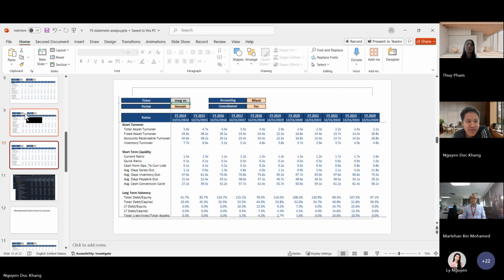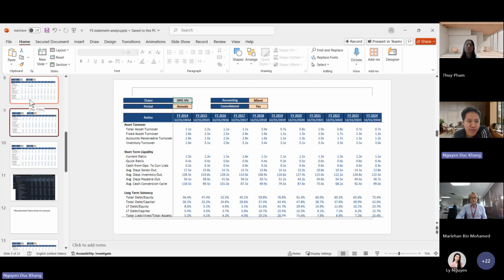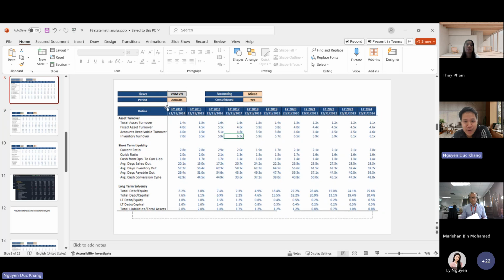So I think we cannot compare because Vinamilk is a dairy product, so the expiration date of their product will be shorter than steel, of course, or a cell phone. So it has to increase the inventory turnover. That is the lesson for us, looking at that mistake: we don't compare all companies the same.